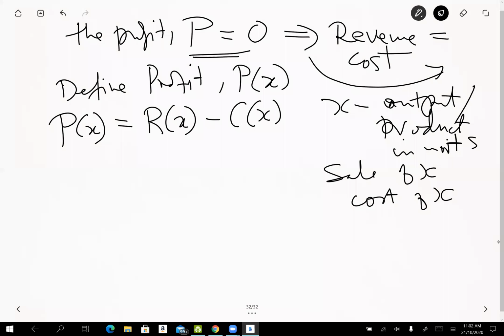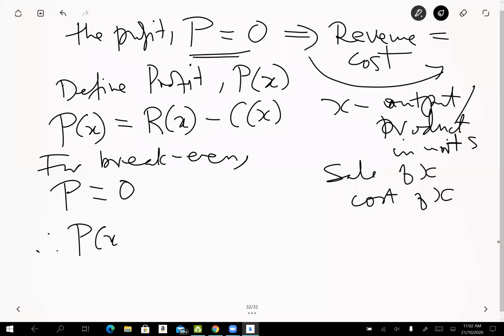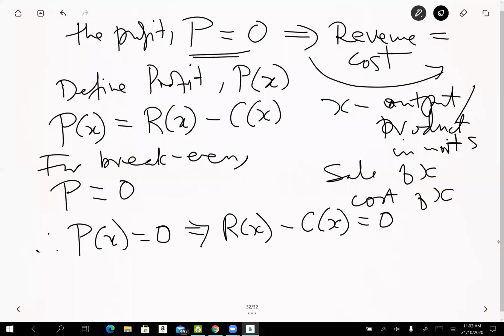And for break even, what is the requirement? For break even, the profit is 0. So therefore, P of x is equal to 0. All right. Now, when P of x equals 0, what does it mean? It means the revenue minus the cost is equal to 0. So revenue equals cost.